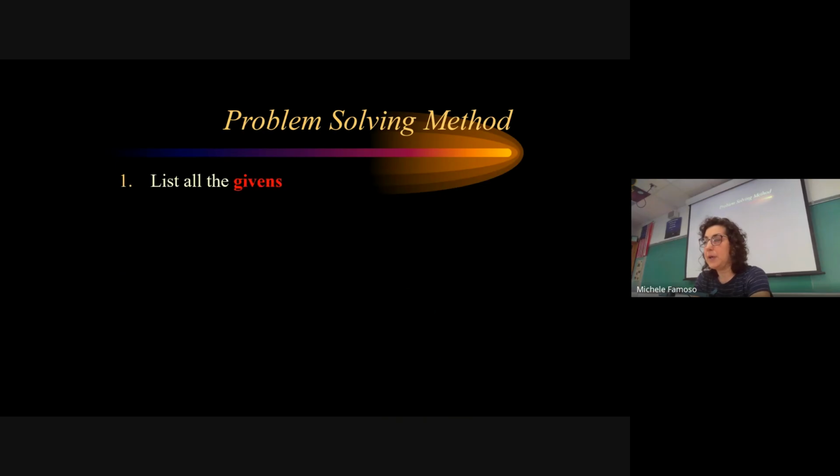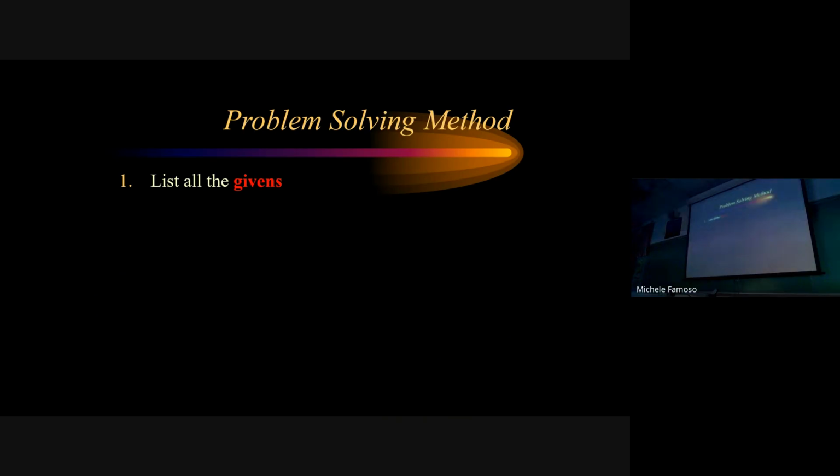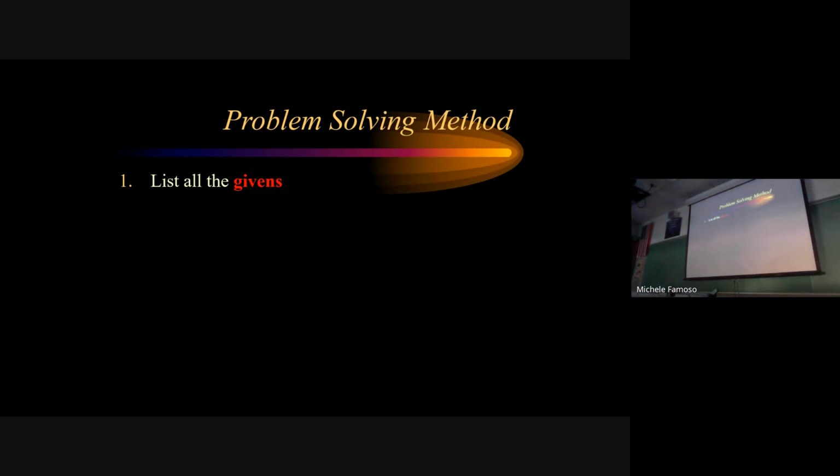The first step in the problem solving method, I told you there are 7 steps. The first step is to list all the given measurements in the problem. And you'll see how we do that in a moment. Notice that the word in red, I'm going to turn off the light so you can see it a little bit better, the word highlighted in red starts with a G. Okay, that's going to be important. We're going to learn a word to help us remember this method. Notice it starts with a G. We're going to list our givens.